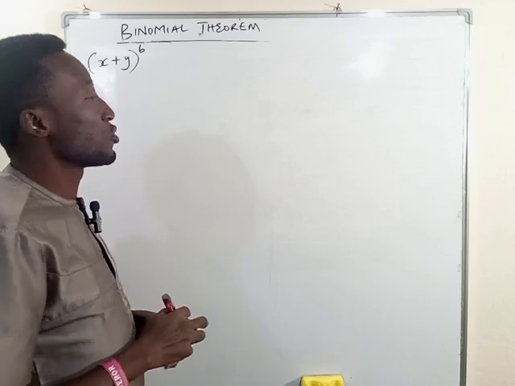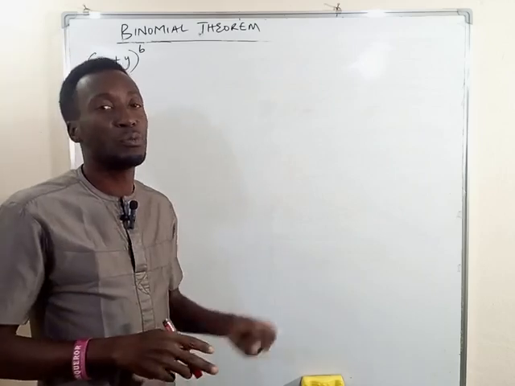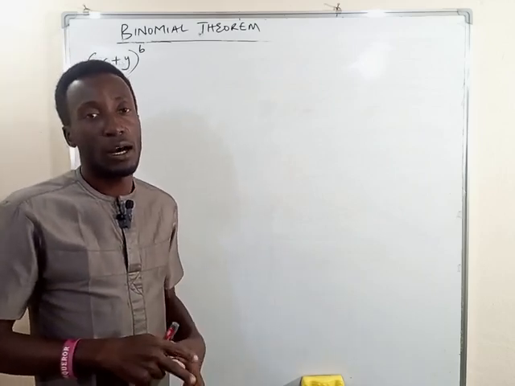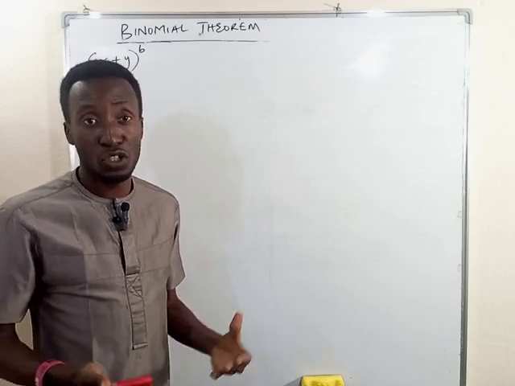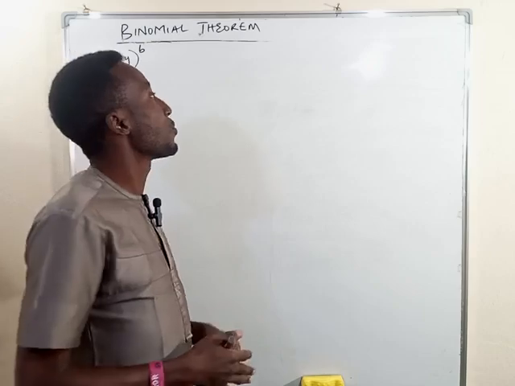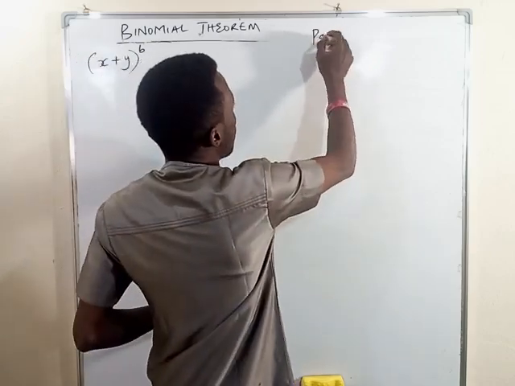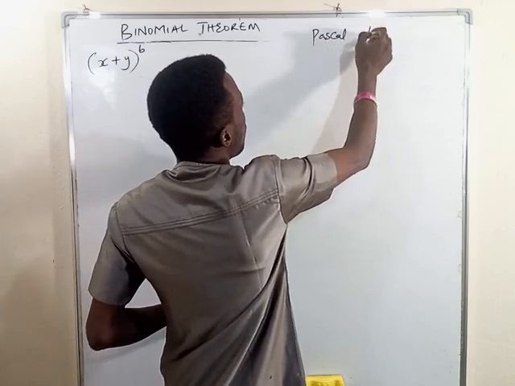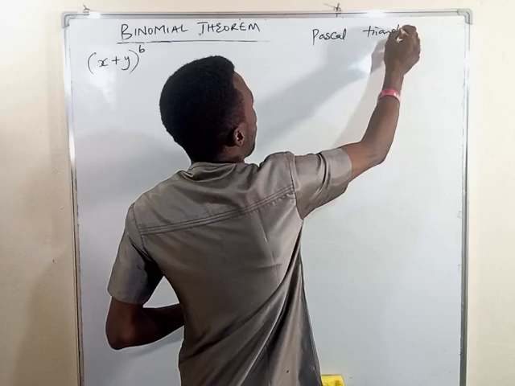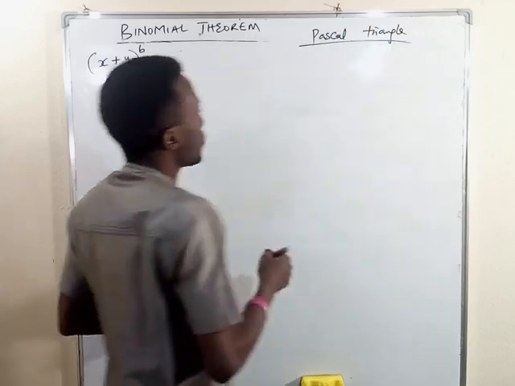Now, in binomial theorem, you need to use what we call the binomial coefficients. Binomial coefficients can be gotten in two ways. There is the longer method and there is the shorter one. Now, let's talk about the Pascal triangle. From the Pascal triangle, you can get your binomial coefficients in this way.